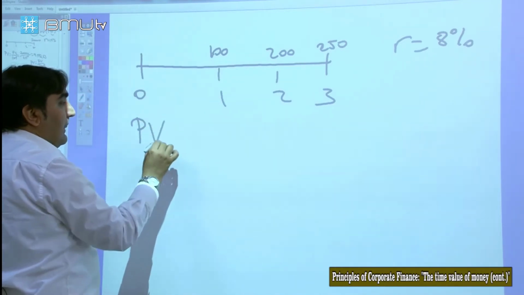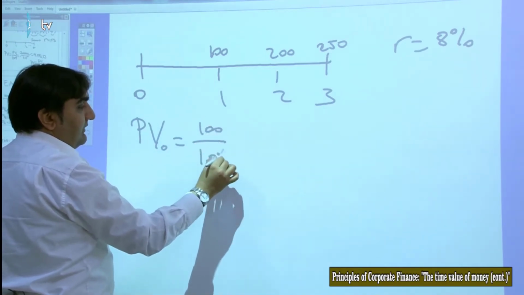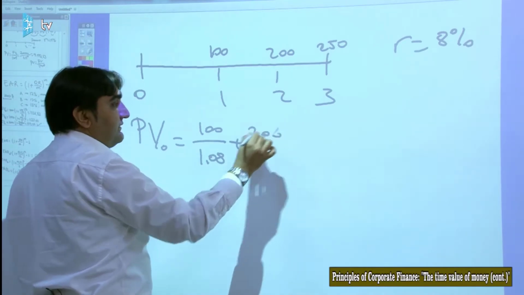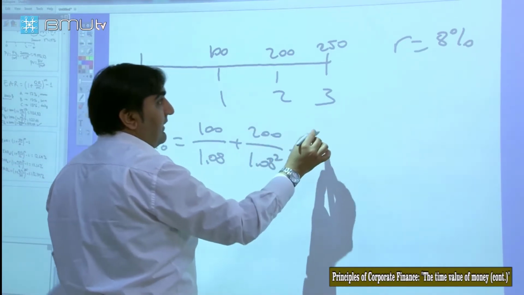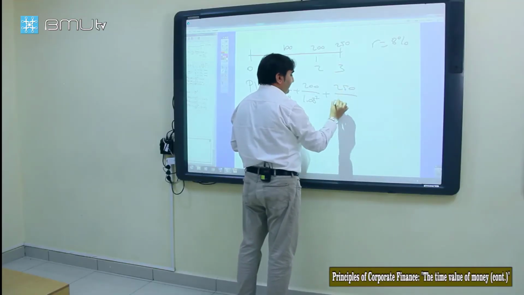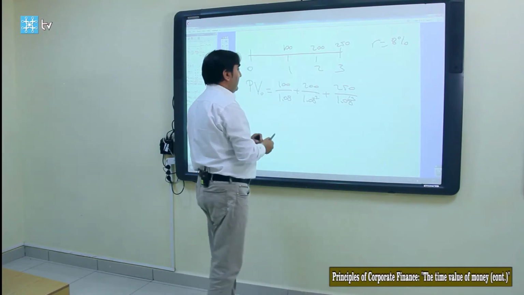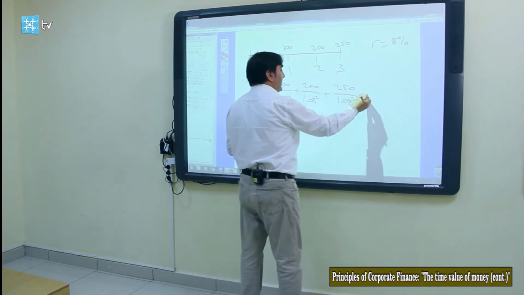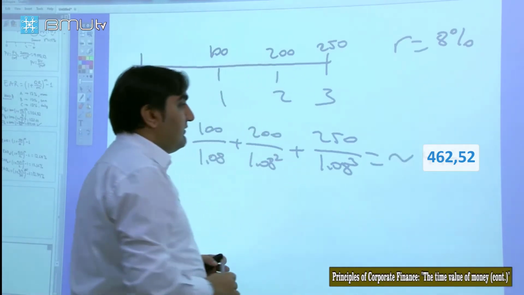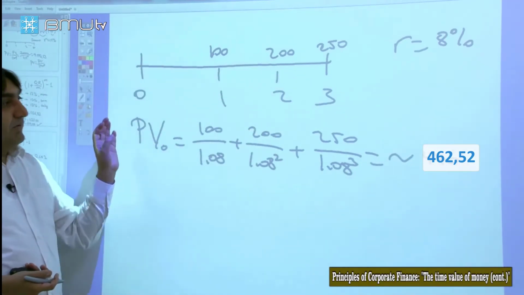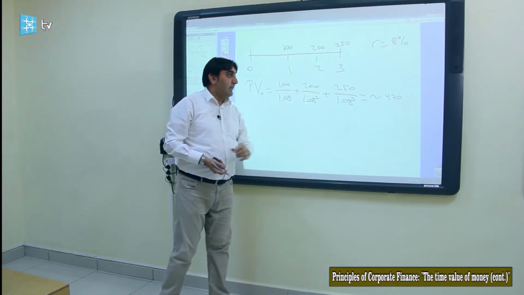Present value at 0 is 100 divided by 1.08 plus 200 divided by 1.08 squared plus 250 divided by 1.08 to the power of 3. So finding present value of all these numbers, let's say it's about 470, for example. We find present value of these cash flows, finding all single cash flows one by one.